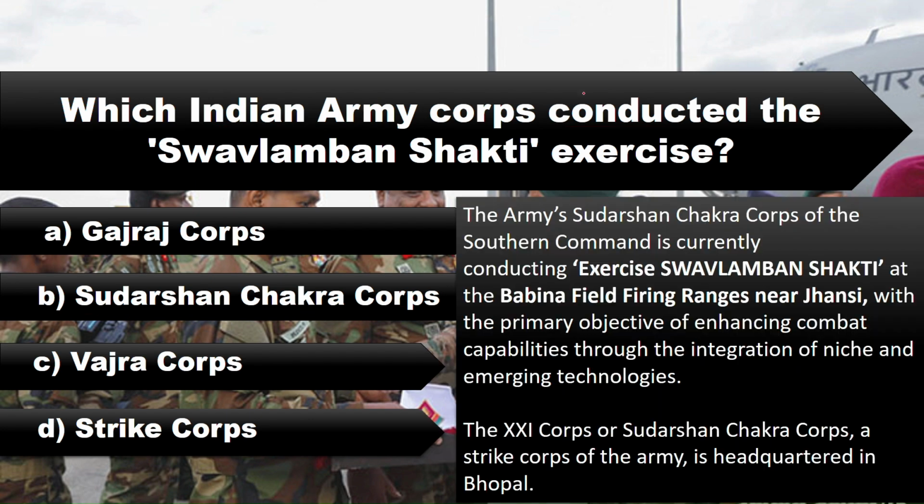Let's read about it. The Army's Sudarshan Chakra Corps of Southern Command is currently conducting the exercise Savalamban Shakti at Babina Field Firing Range near Jhansi. So you need to know the location as well. The primary objective is enhancing combat capabilities through integration of niche and emerging technologies. Whenever a military exercise is conducted, the main purpose is enhancing your skills. Here also, the headquarters of this particular corps, where is it? It's located in Bhopal, okay?